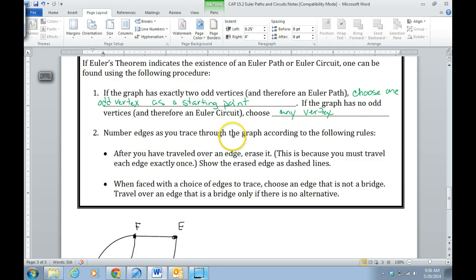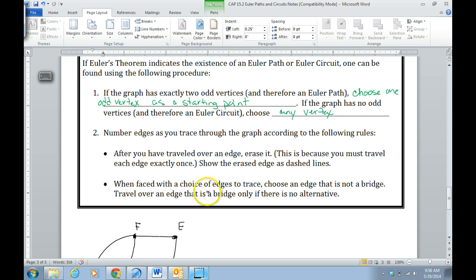Number edges as you trace through the graph according to the following rules. Okay, after you've traveled over an edge, you can erase it. I don't. I just use another color pencil, or you give it a label, give it a number. Okay? This is because you must travel each edge exactly once. They say show the erased edges as dashed lines. That's whatever, but I use color pencils. I think that's easier.